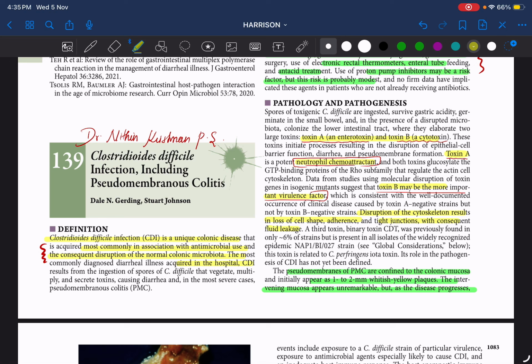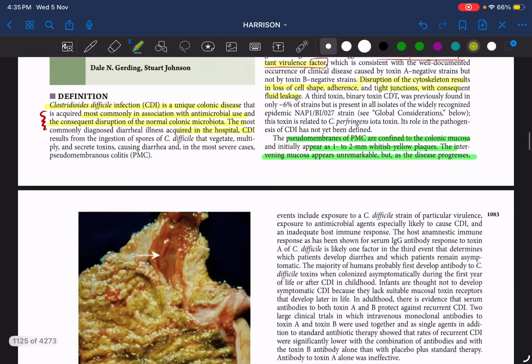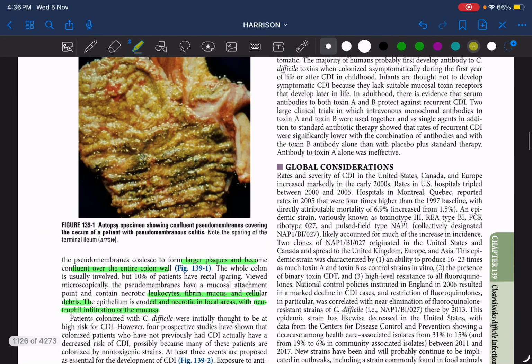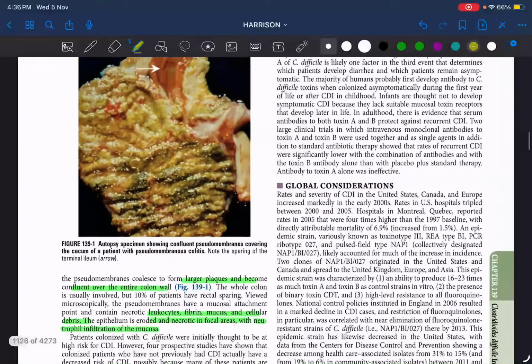And remember, the pseudomembranes which are formed as a result of Clostridium difficile infection in the colonic mucosa, that is what we call pseudomembranous colitis. They are confined only to the colonic mucosa, and appear as 1 to 2 millimeter whitish yellow plaques. As this disease progresses, as you can see in this picture, it forms larger plaques and becomes confluent over the entire colonic wall. And on microscopy, we can see that these pseudomembranes have leukocytes, fibrin, mucus, and cellular debris.